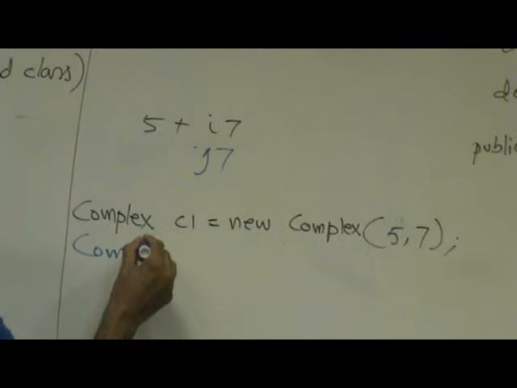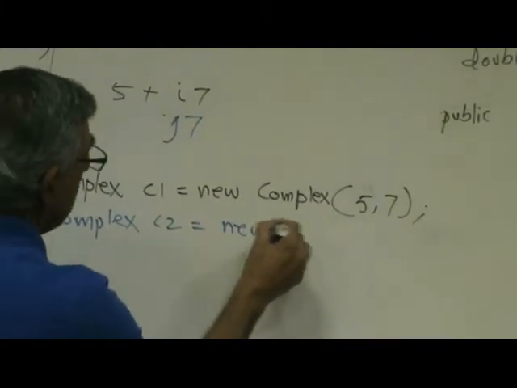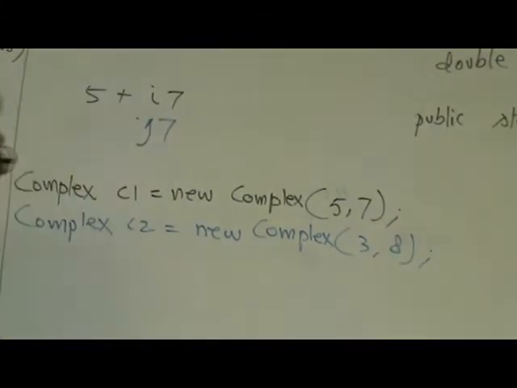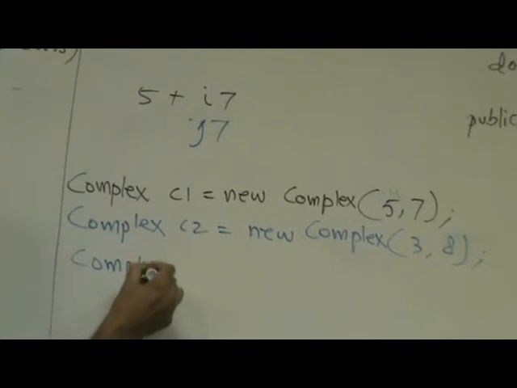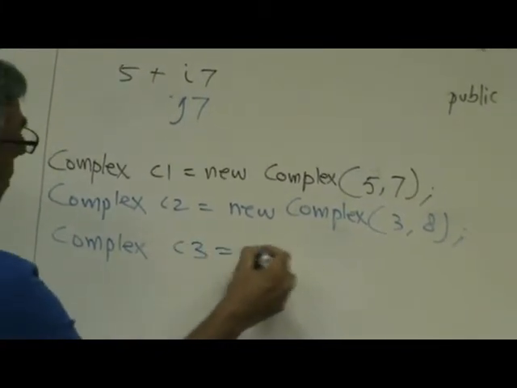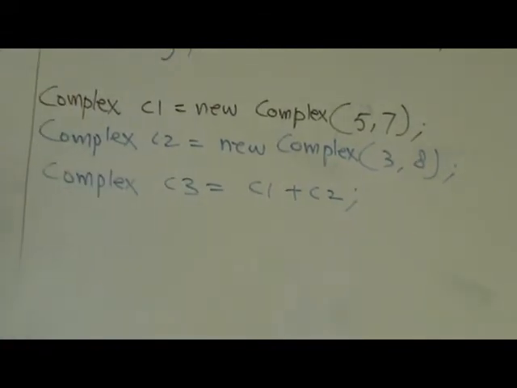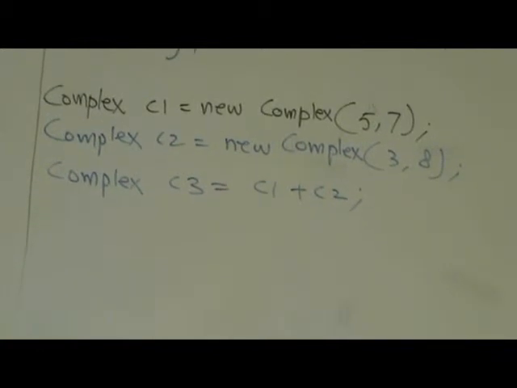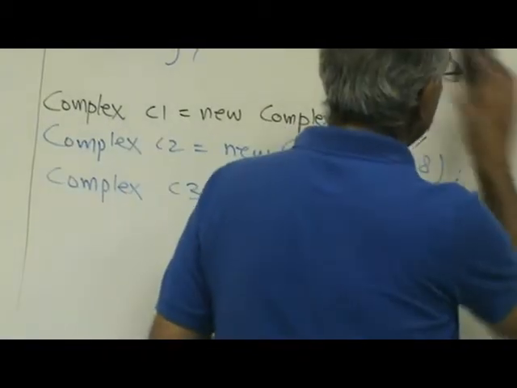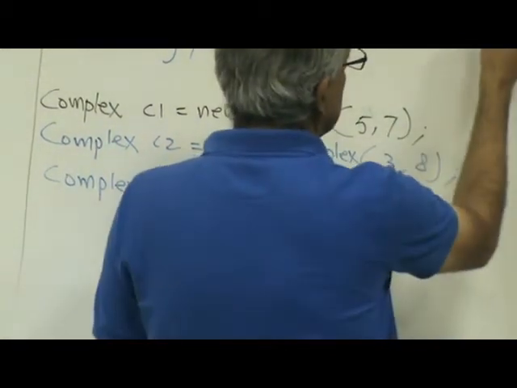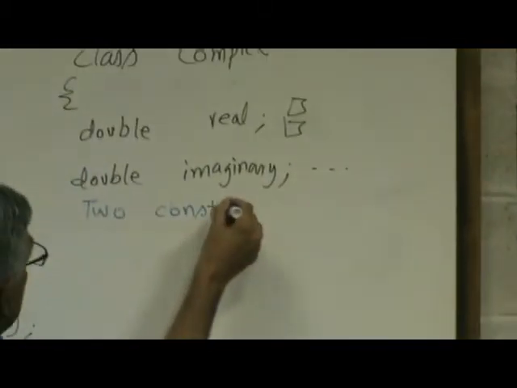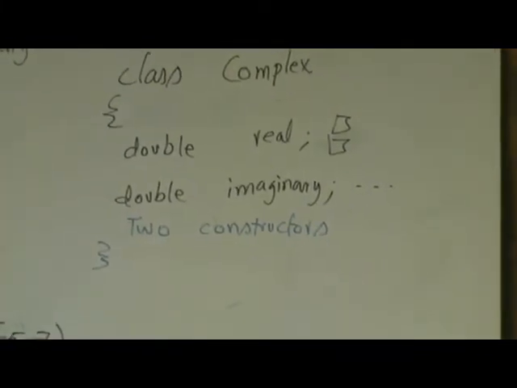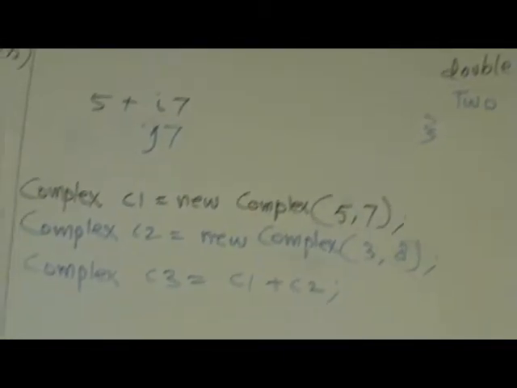Then they will create another complex number, C2 equal to new complex, let's say 3 comma 8, right? So now the goal of the programmer is to be able to do something like this, C1 plus C2. Okay. So now again, let's pretend you are the compiler. Let's pretend this is all you wrote, and the two constructors over here, meaning a parameterless constructor and a constructor that takes the two parameters. Let's pretend you wrote those, right?